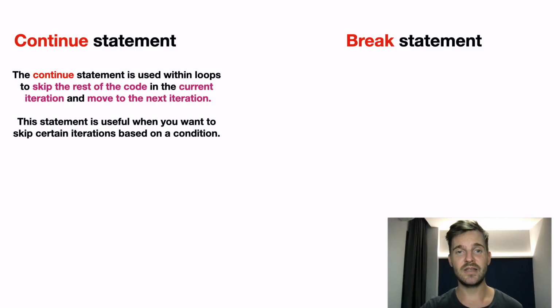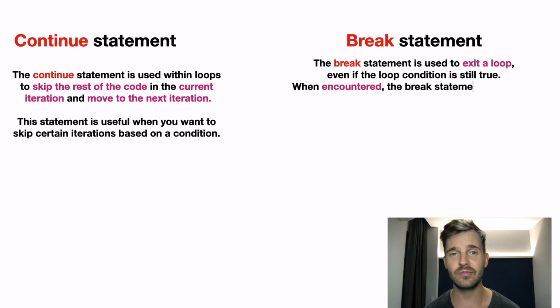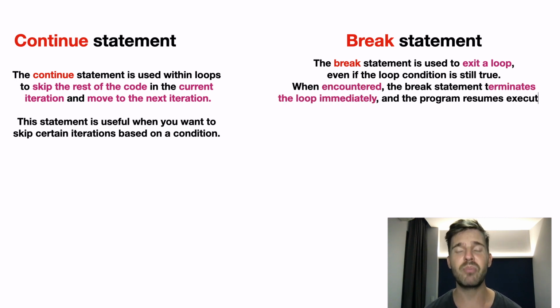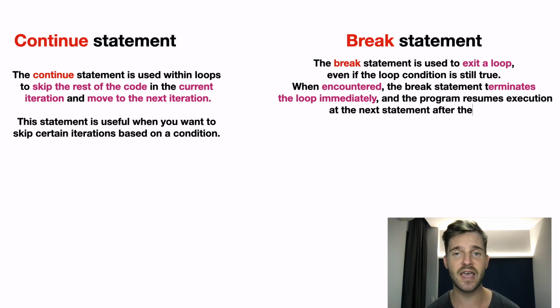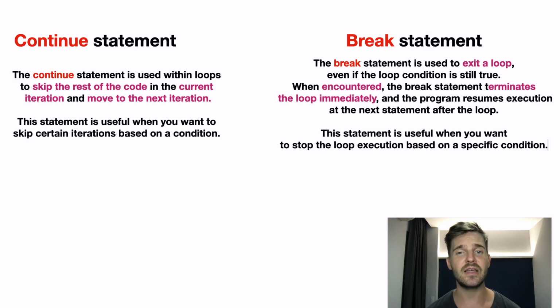Let's talk about the next statement. It's the break statement. The break statement is used to exit a loop, even if the loop condition is still true. When encountered, the break statement terminates the loop immediately and the program resumes execution at the next statement after the loop. This statement is useful when you want to stop the loop execution based on a specific condition.